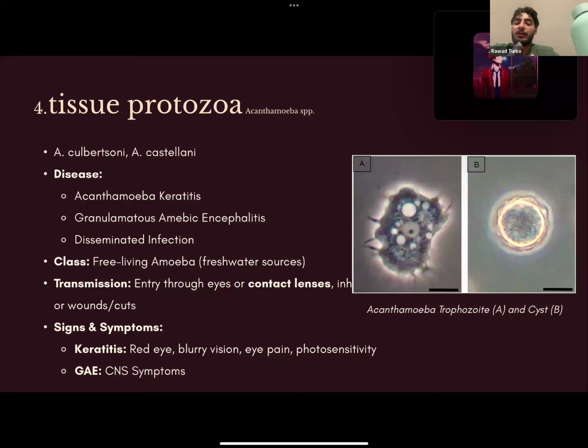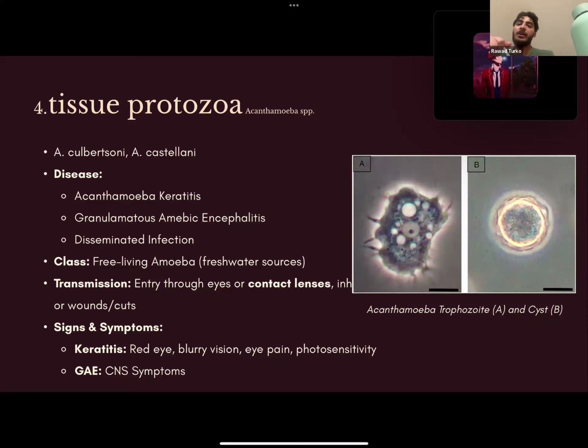Or you can get the granulomatous amoebic encephalitis. Do you guys know what granulomatous means? You can see granulomas. Okay, granulomas are basically multinucleated giant cells, exactly, surrounding an area either of necrosis or is just sequestering these parasites.